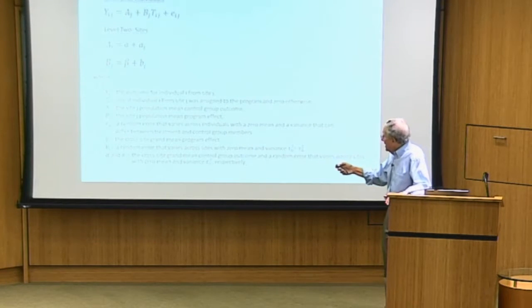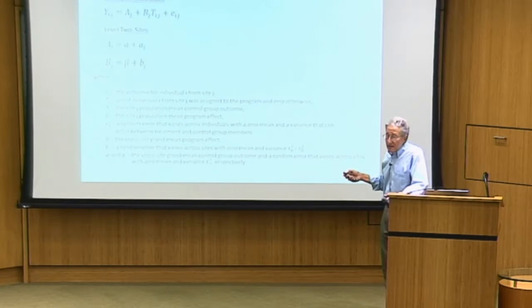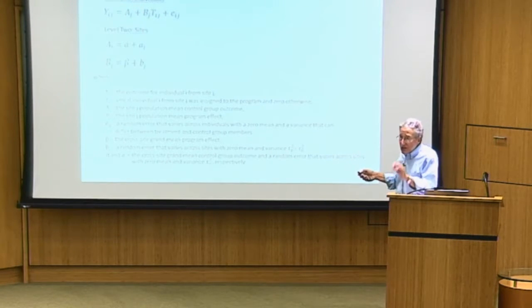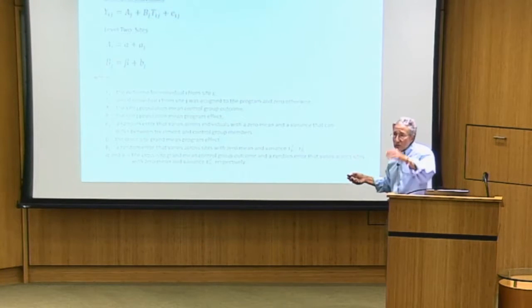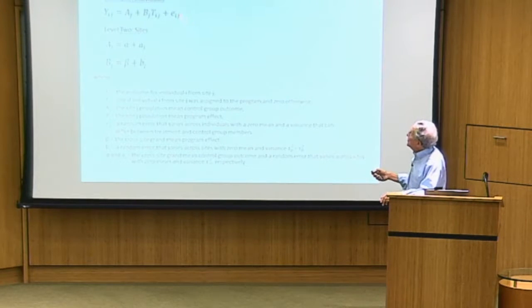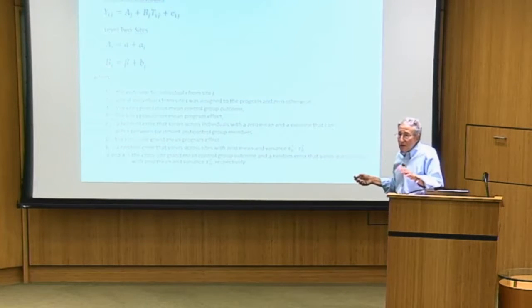Now, this model says that the outcome for individual i from site j is equal to A sub j, which is a site-specific intercept term, plus B sub j, the site-specific mean impact, times T sub ij, where T equals 1 if you're assigned to treatment, 0 if you're assigned to control. You're familiar with that notation. And then an individual error term around that mean counterfactual outcome and that mean impact for that site. That's a 2-level hierarchical model.